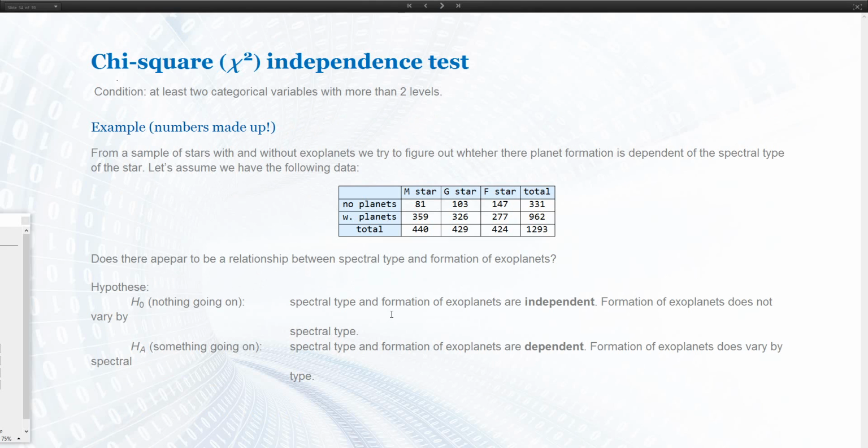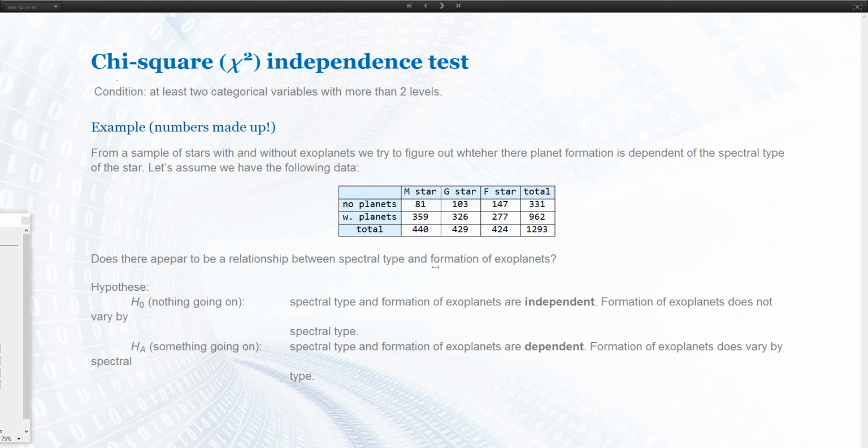If we have at least two categorical variables with more than two levels, then we can do a chi-square independence test. So here, let's say we have stars. We are looking at, is there a relation between spectral type of star and whether it has an exoplanet or not? Yeah, it's a valid question. Have certain spectral types higher chance to have an exoplanet or not?